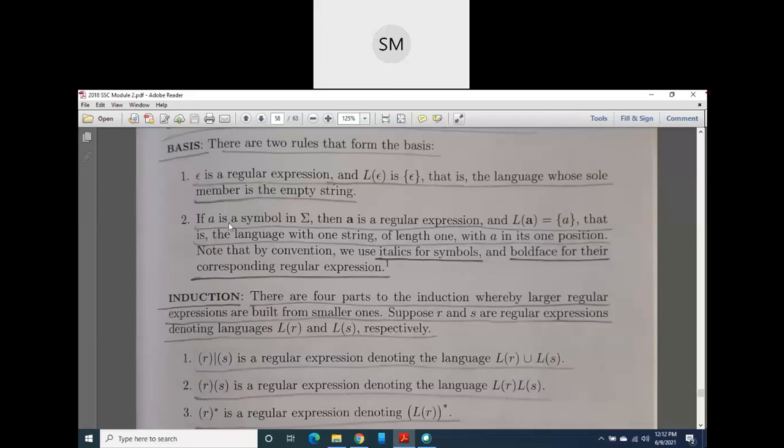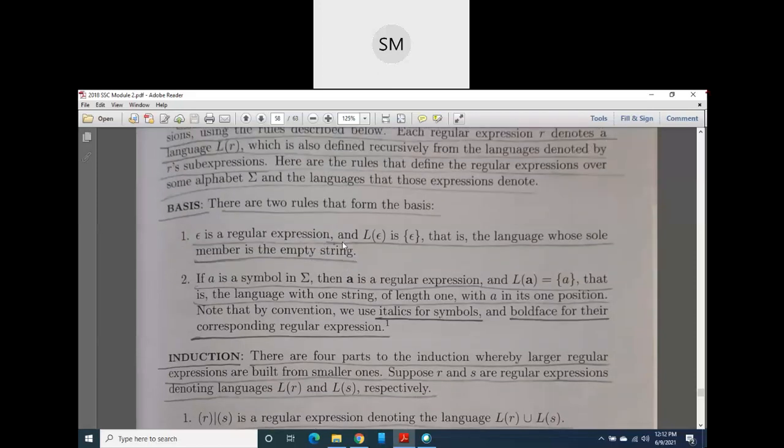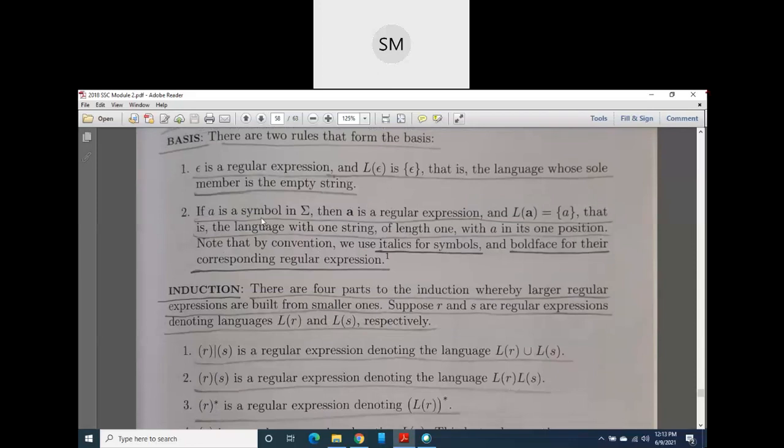Second rule, if A is a symbol, an alphabet or character in a set which is indicated by this sigma symbol here. What is this sigma? It is the alphabet, the set of alphabets or set of symbols. Remember, this is a set of alphabets or set of symbols. Among these symbols, A is one of the symbols belonging to this set. Then A is also a regular expression.